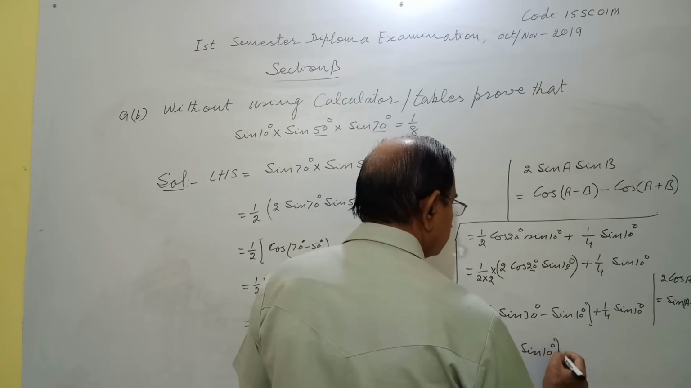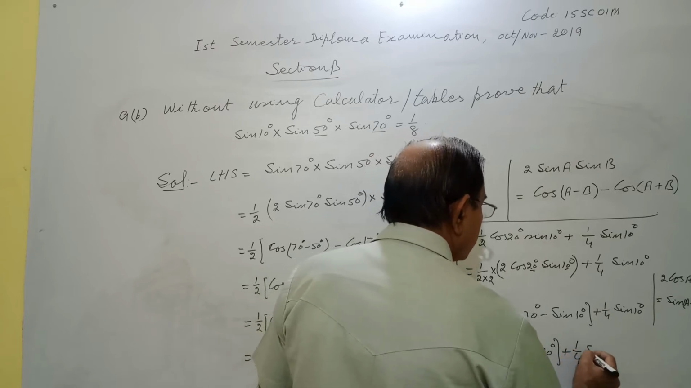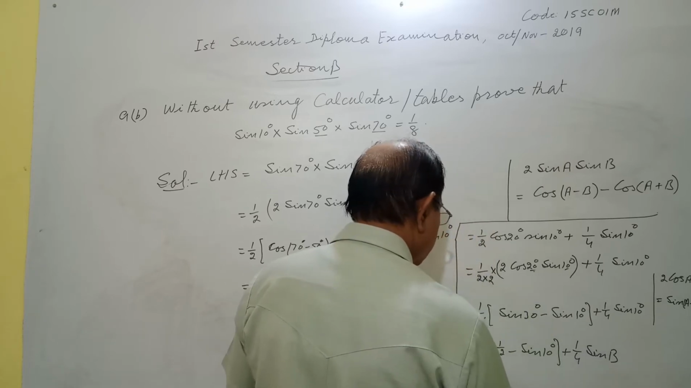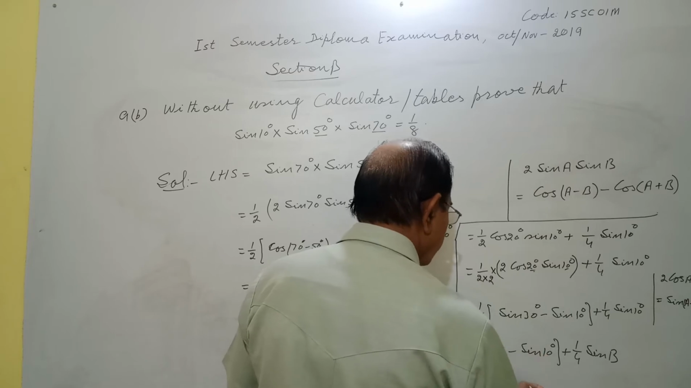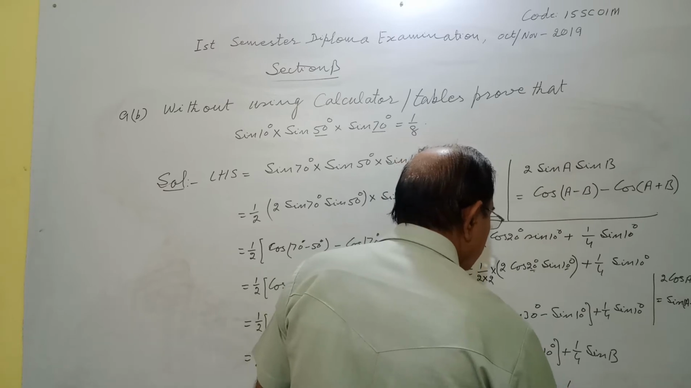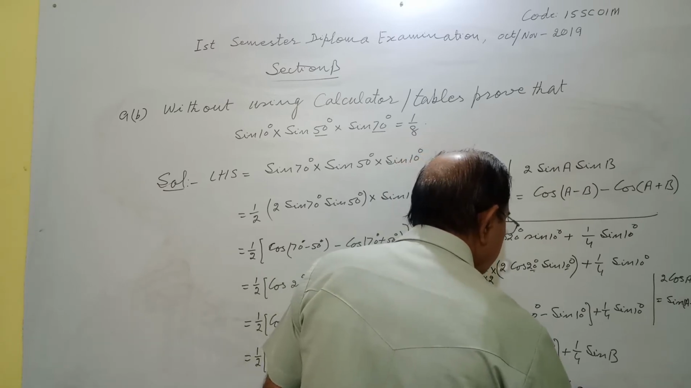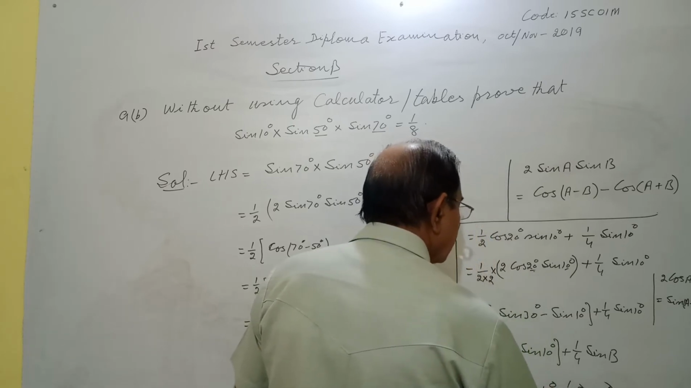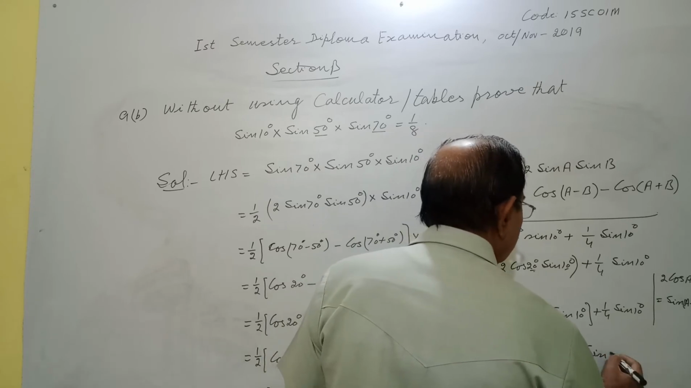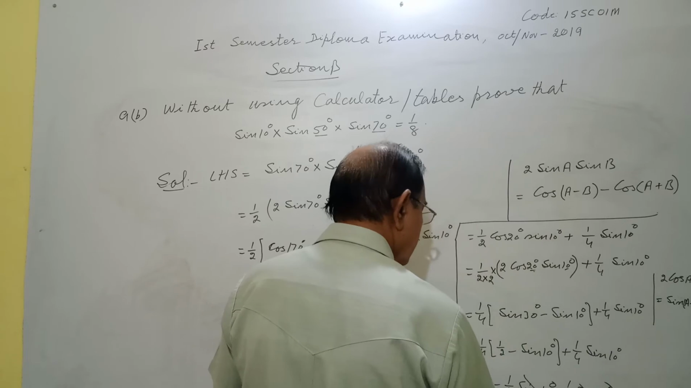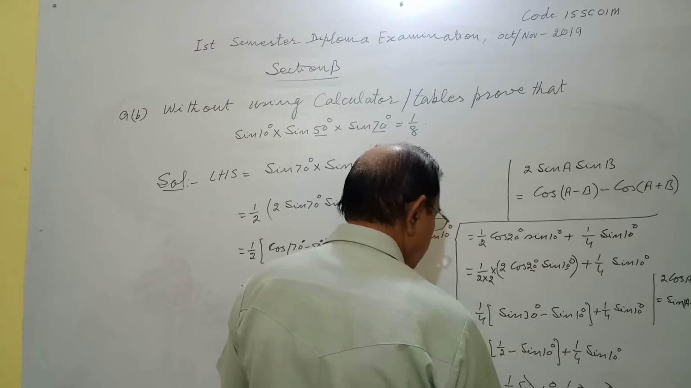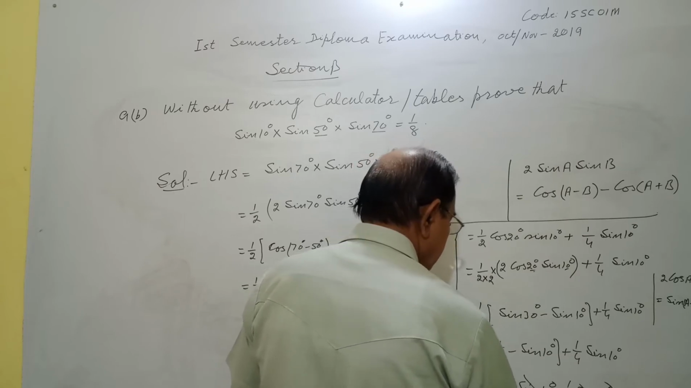Sin 10, 1 by 4 sin 10, 1 by 8 minus 1 by 4, by multiplying sin 10 degree, 1 by 4 sin 10 degree. This is what we can cancel. 1 by 4 sin 10 degree, so this is what we can cancel. We are left with only 1 by 8 equals RHS.